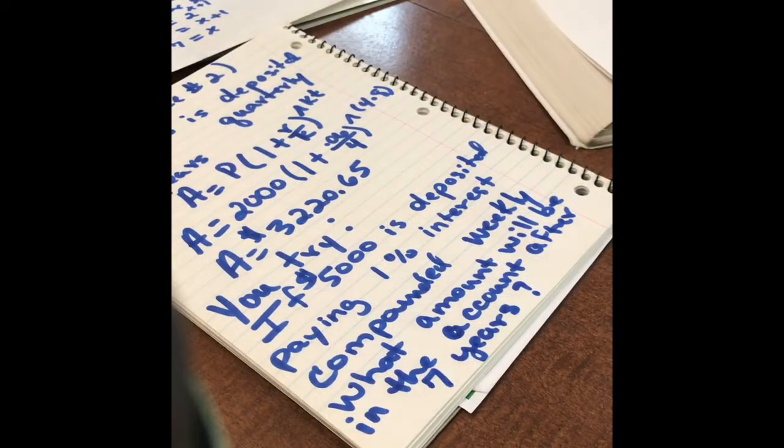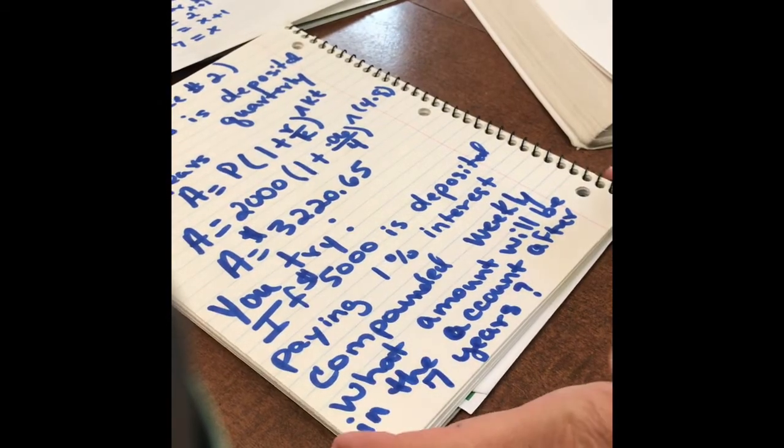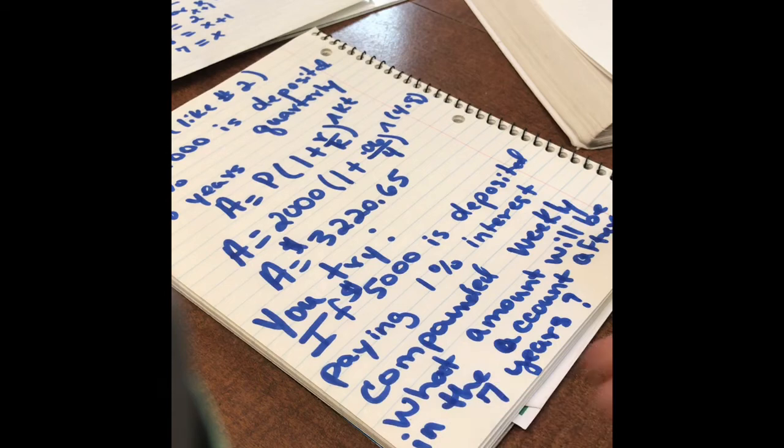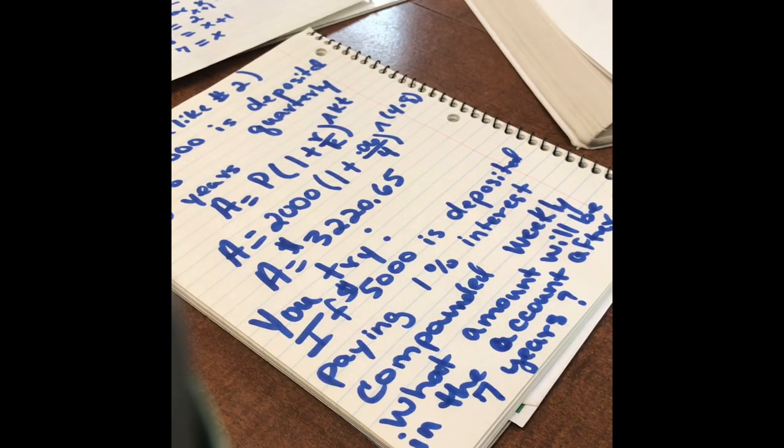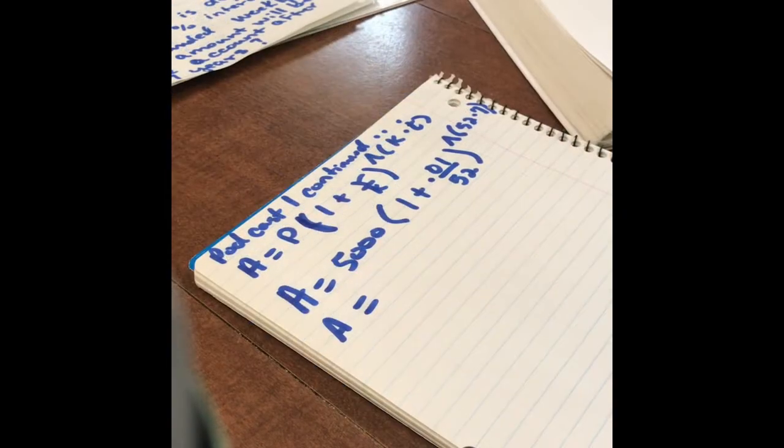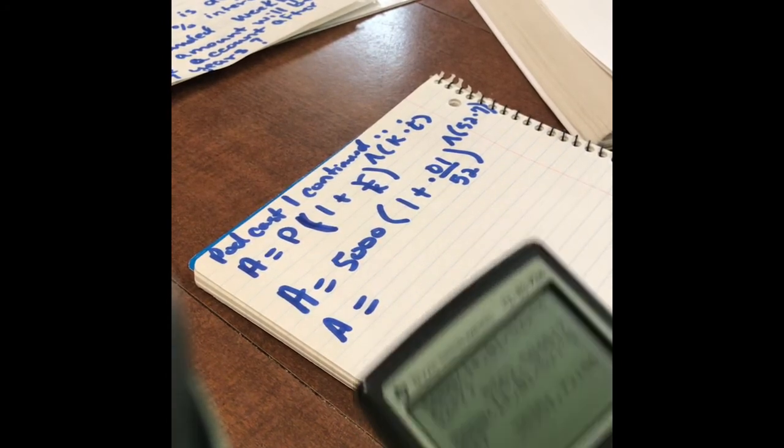So now you try to solve this problem, and I'll show you how to do it. You can hit pause. I will read it to you. If $5,000 is deposited into an account paying 1% interest, compounded weekly, what amount will be in the account after 7 years? Okay, you've had a few minutes to work on it, so let's see.